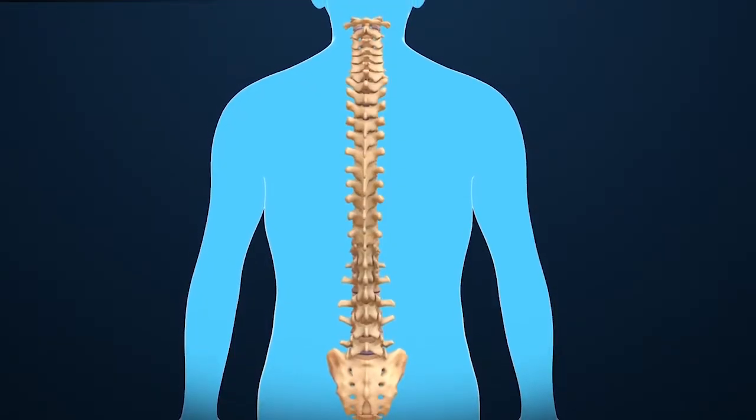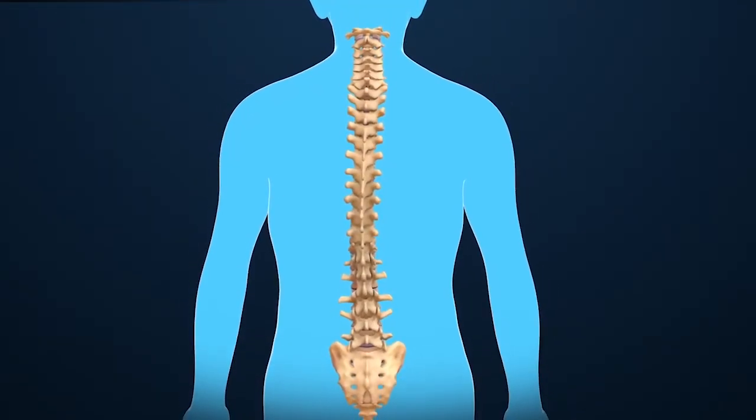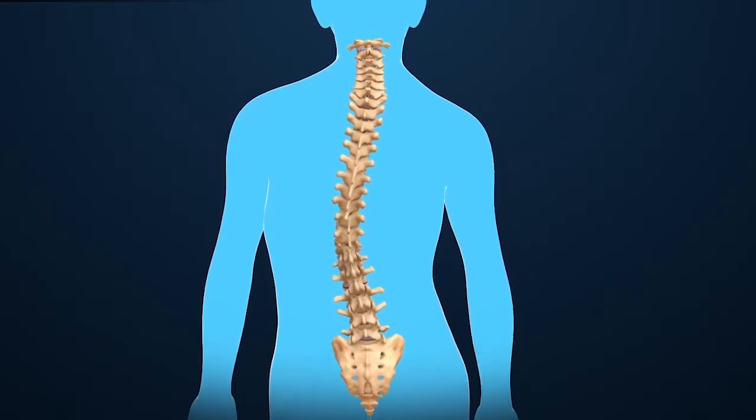Scoliosis is a curvature of the spine in a right to left plane. So if you look at a patient from the front, it would be where the curve of their spine is from right to left or left to right.